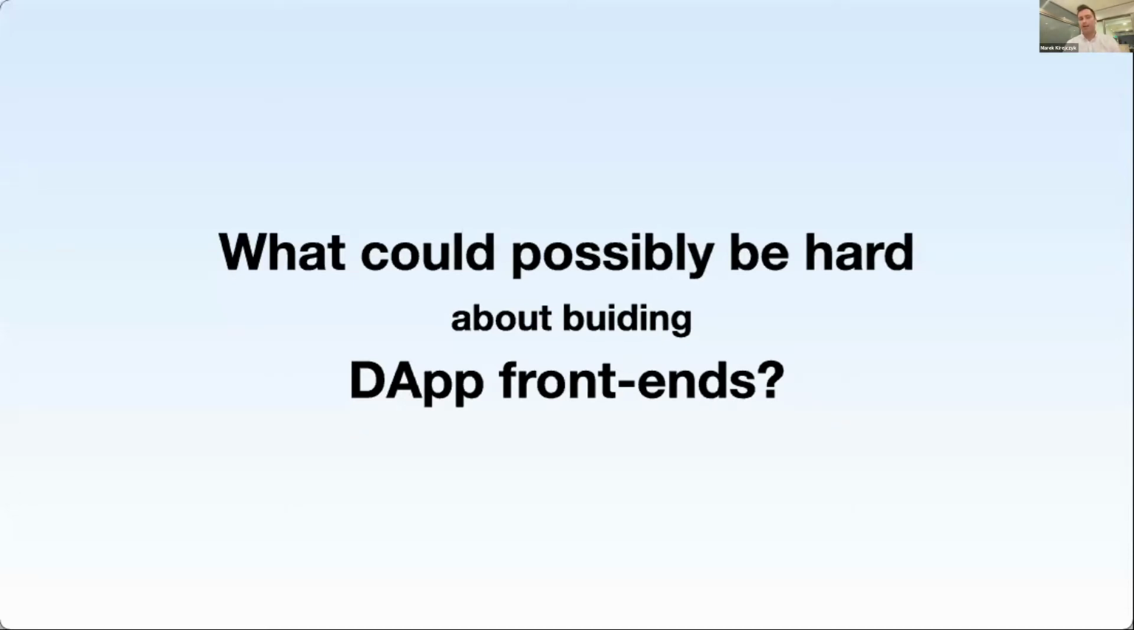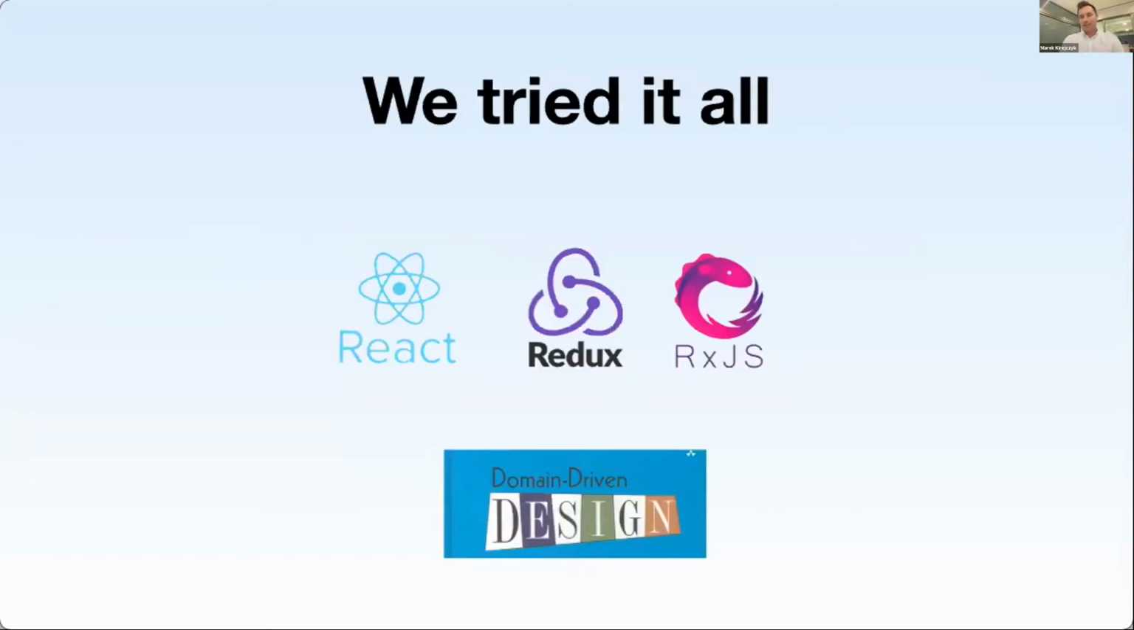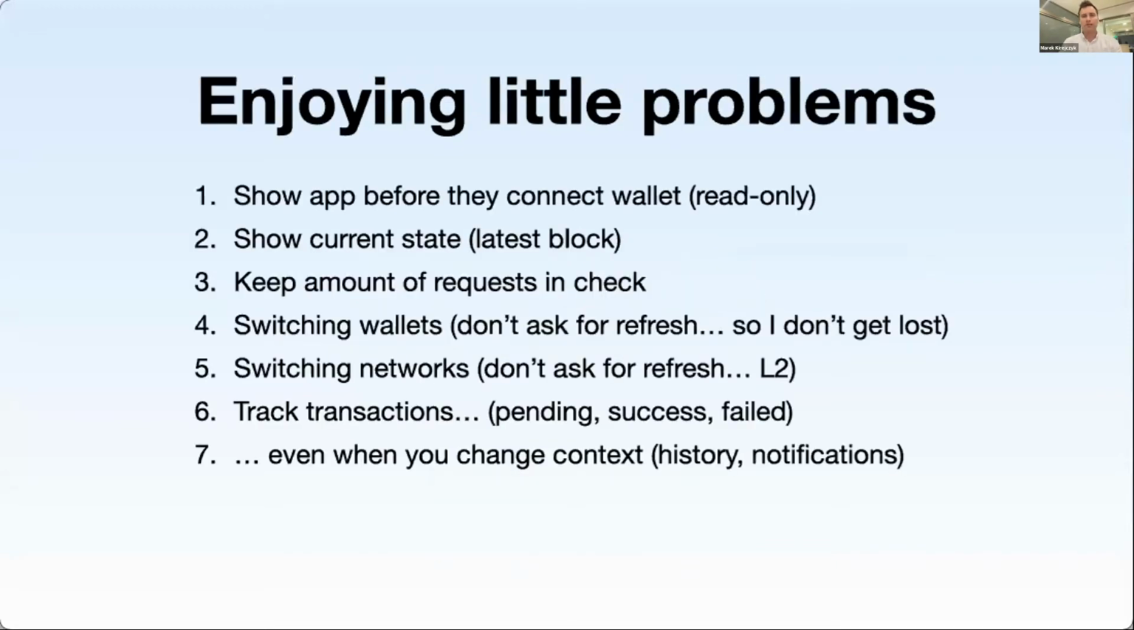And what could possibly be difficult about building front ends for DApps, right? It's a simple web application. It's a simple React application. Well, it turns out it's kind of hard, and we would know. We kind of tried it all. We tried React with Redux, we tried RxJS, we tried domain-driven design, we tried everything over the last 4 years or so. We looked at what different people are doing, and we really didn't find an easy way to build DApps. And I think there is no fundamental or major problem that makes it difficult. It's just that there are little problems everywhere that make it difficult.